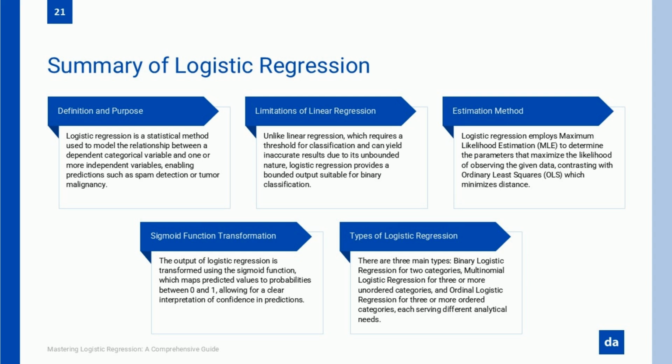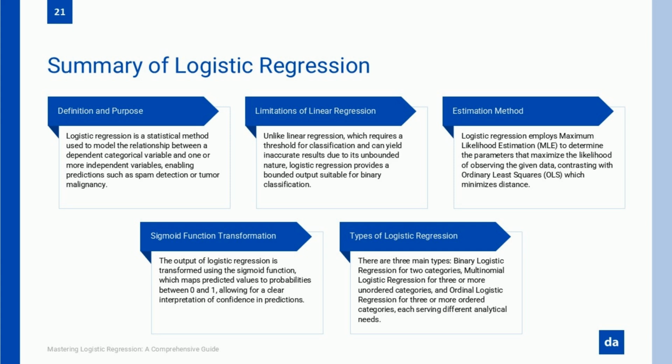We then explored the different types of logistic regression: binary logistic regression for two-class problems like spam detection, multinomial logistic regression for problems with 3 or more unordered categories, like predicting customer preferences, and ordinal logistic regression for ordered categories, like rating systems or customer satisfaction levels.